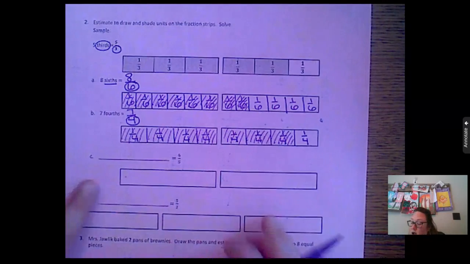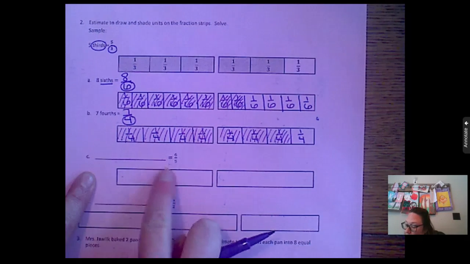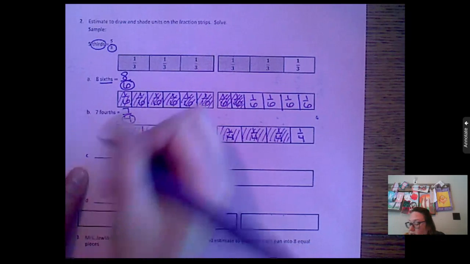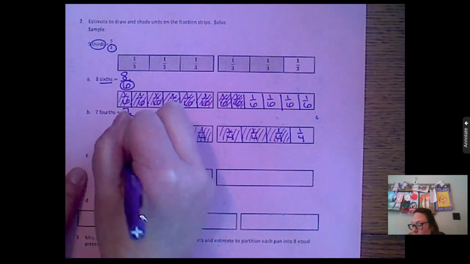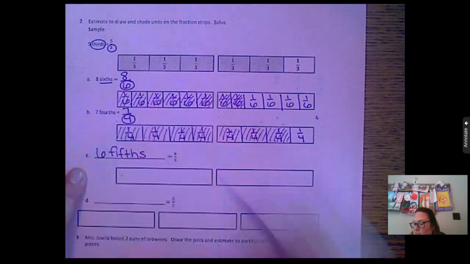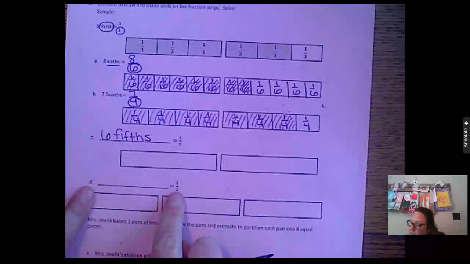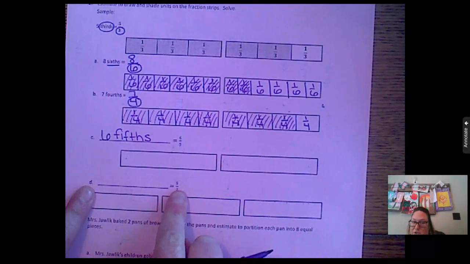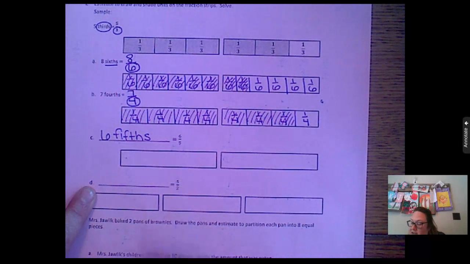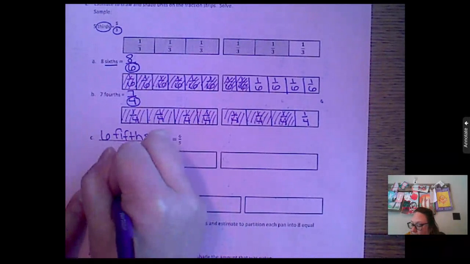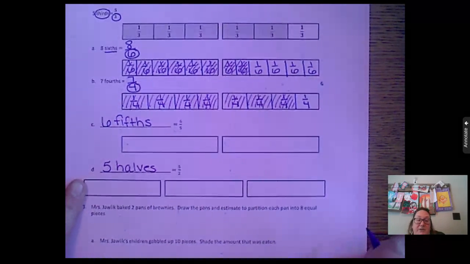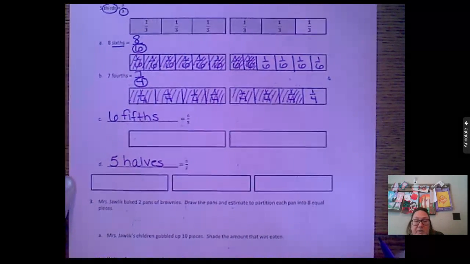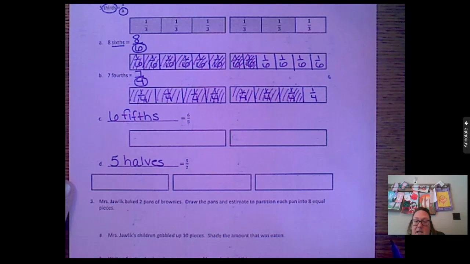Okay. Look at C. So I'm missing this part, but it does say 6/5. So to write that, I've got 6/5. Okay. And then this one here, let's just fill this in because I'm going to try to let you work on your own. This one is 5 halves. So 5 halves. Okay. You can pause your video and try C and D on your own and then check back with me. Okay. All right.